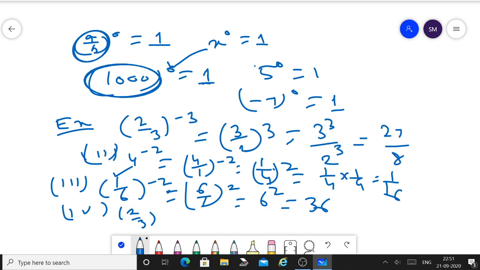Take another example. 2 upon 3 to the power 0. What will be its value? What have I told you? It doesn't matter what the base is. Whatever the base may be, when the exponent is 0, the value is 1. X to the power 0 is 1. Understand?